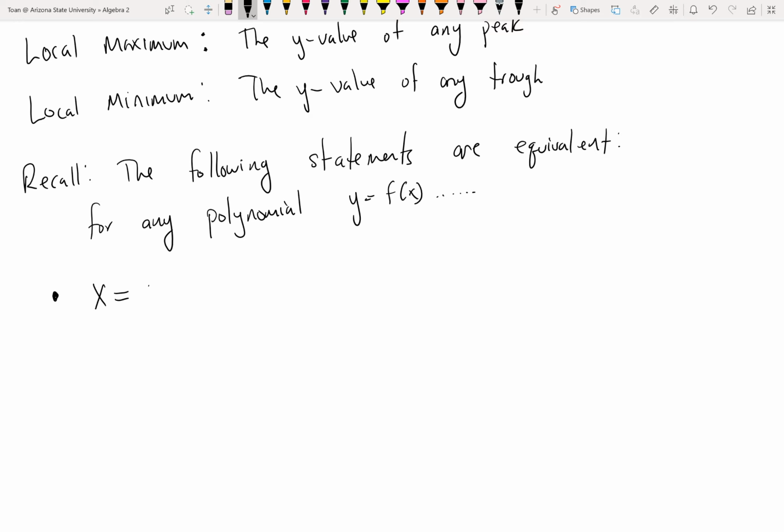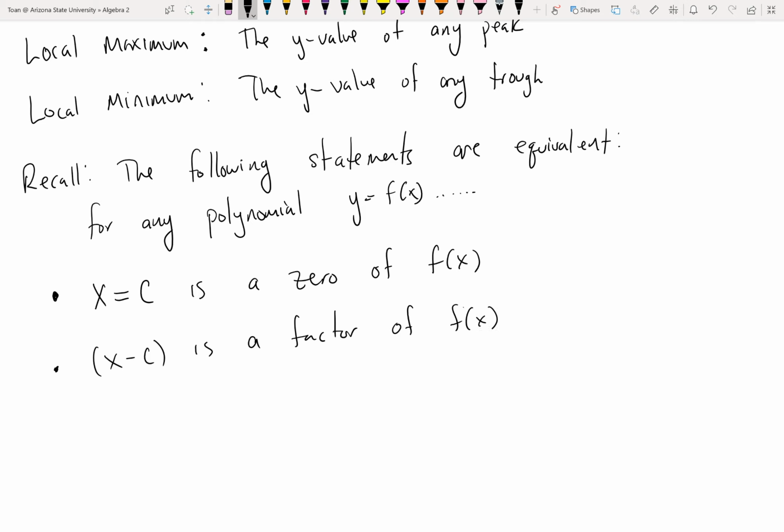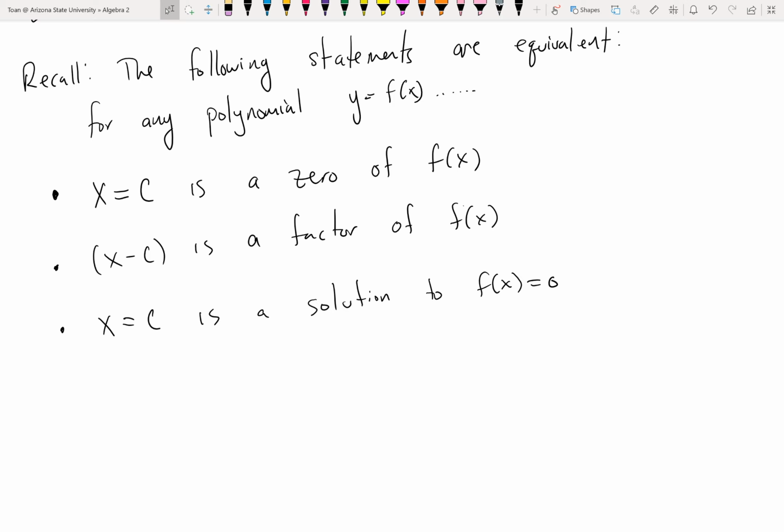X equals some number. Else you see is a 0 of f of x. What does that mean? That means x minus that number, x minus c, is a factor of f of x. Well, what does a 0 factor mean? That single number, x equals c, is a solution to f of x equals 0. That's the definition of a 0. It's any number that makes the whole equation equal to 0.